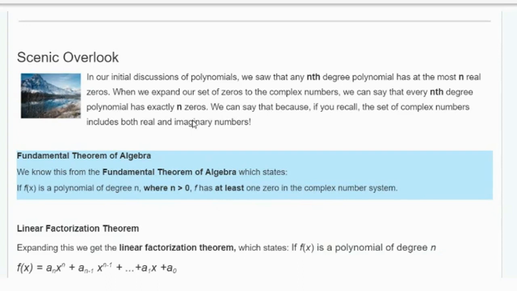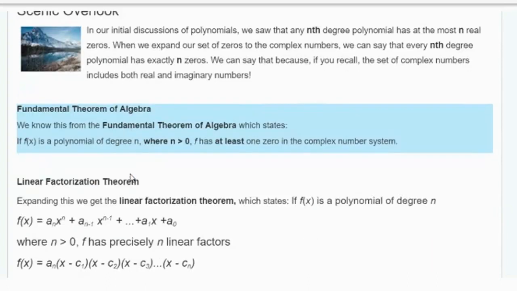Maybe. Could be real. But if you include the imaginary, it's guaranteed to have 6. So this is the fundamental theorem of algebra. We know from the fundamental theorem of algebra, which states if f of x is a polynomial of degree n, where n is greater than 0, it has at least 1 zero in the complex number system. All right, that complex numbers, that includes imaginary.